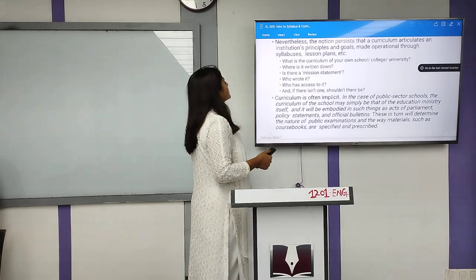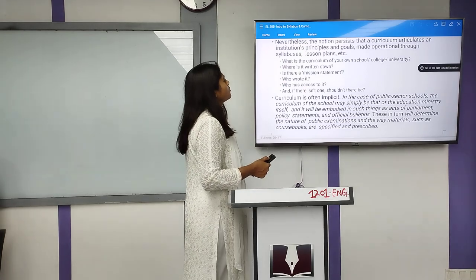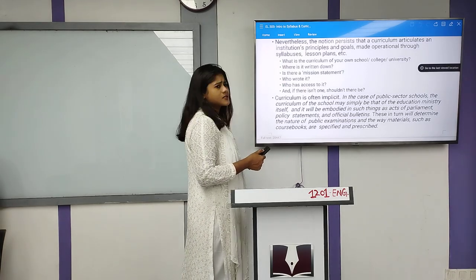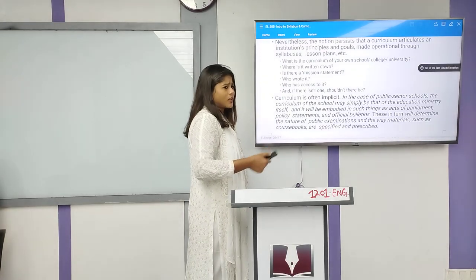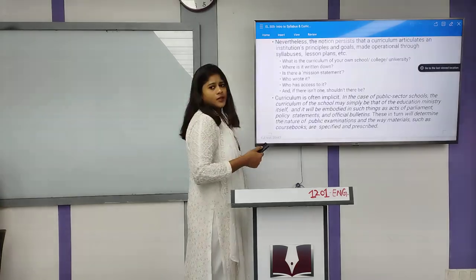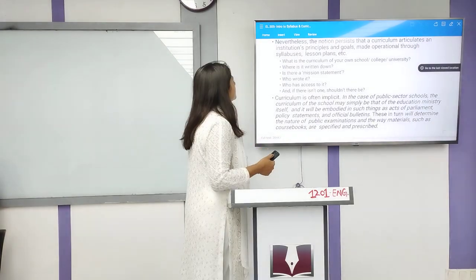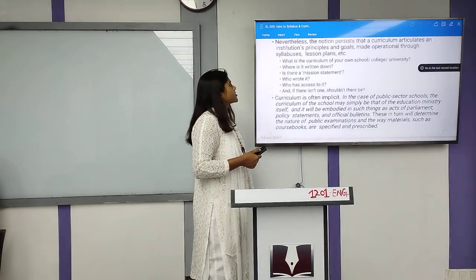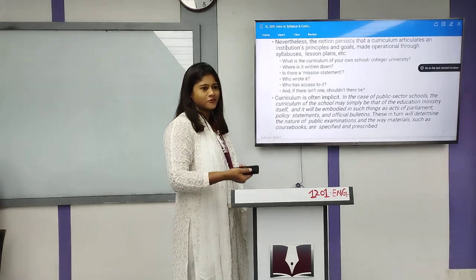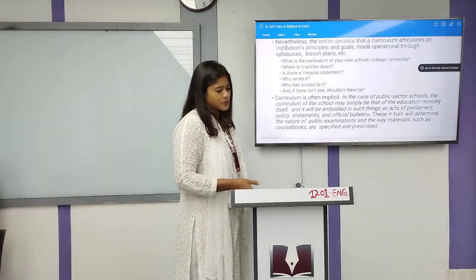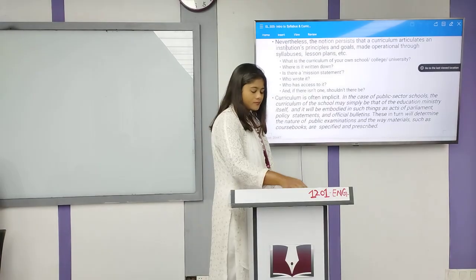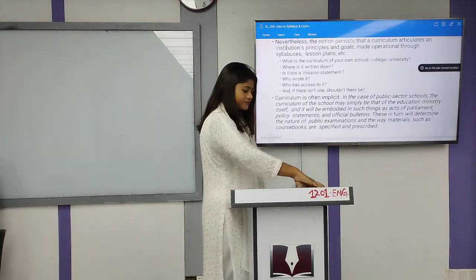So, the notion persists that a curriculum articulates an institution's principles and goals, right? It is reflected through the curriculum, made operational through syllabus and lesson plan. Operational means it is made effective in the syllabus. If you don't take steps, it stays in theory. Okay?